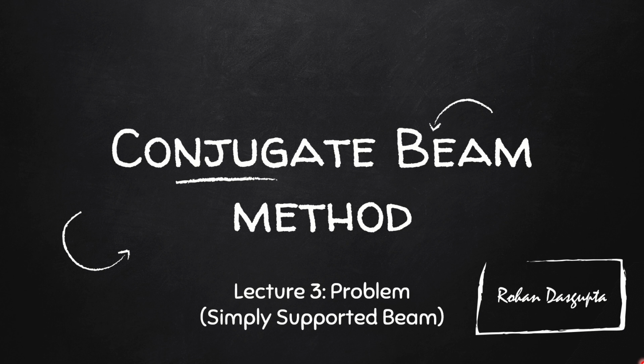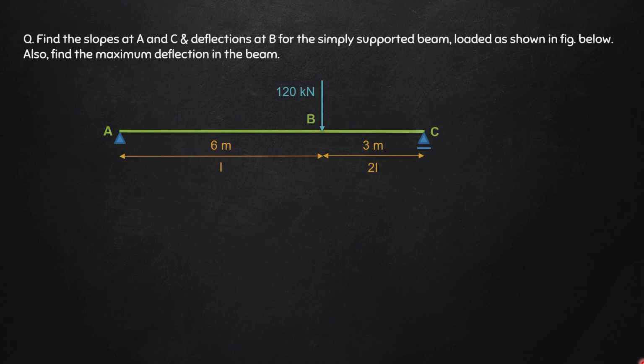Okay, having said that, let's quickly jump on to today's problem, that is, find the slopes at A and C and deflections at B for the simply supported beam loaded as shown in the figure below. Also, find the maximum deflection in the beam.